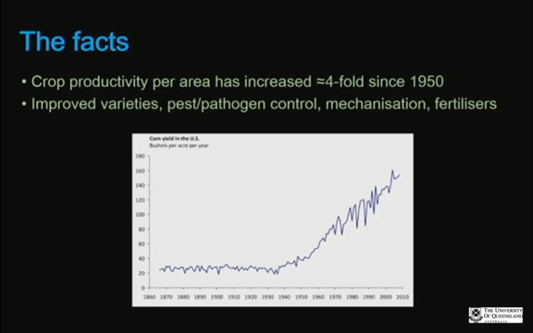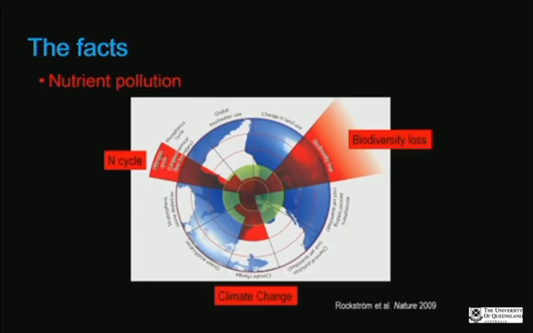Now, this is the good news. Of course, we have improved crop productivity, and we need to improve crop productivity, obviously. But there's also another fact that's not so good, and that's the pollution of nutrients. This paper was a global overview that was published a few years ago, and it summarized what a lot of people were feeling or realizing was going on.